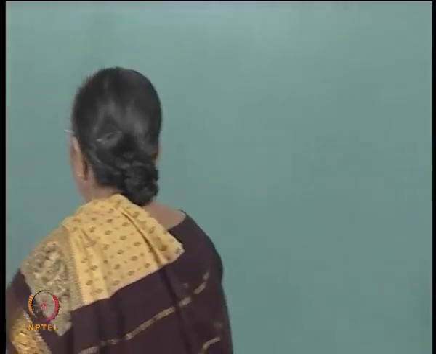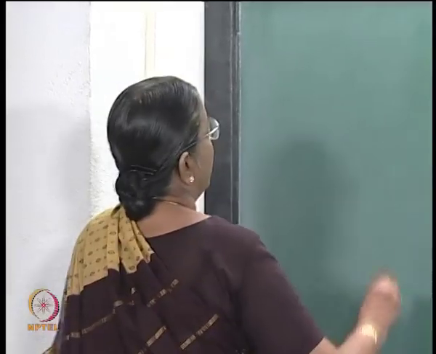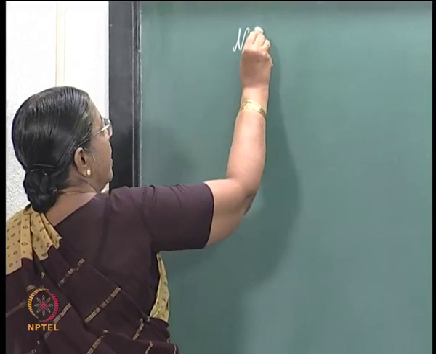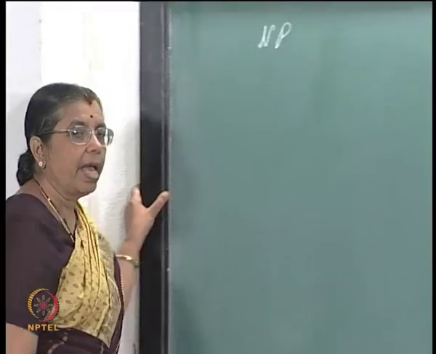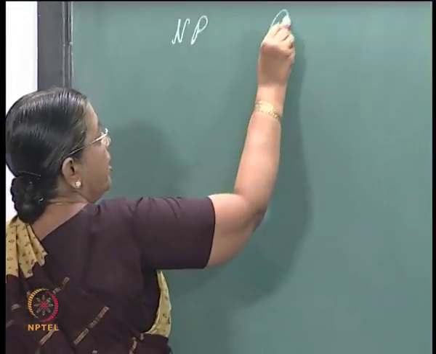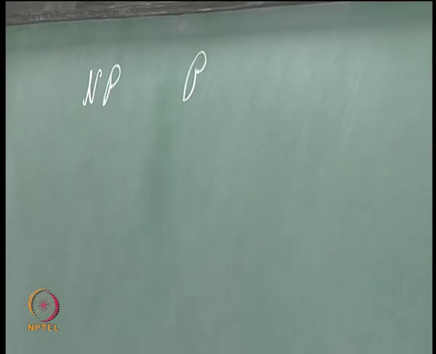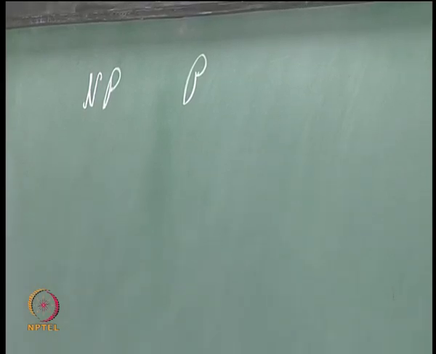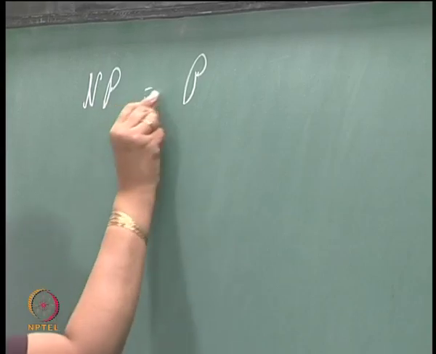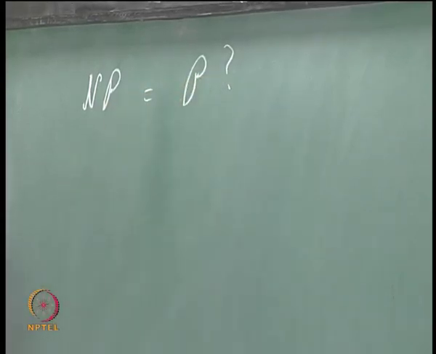We were considering what is P, what is NP. NP is the class of languages accepted by a non-deterministic Turing machine in polynomial time. P is the class of languages accepted by a deterministic Turing machine in polynomial time. Whether NP is equal to P is still an open problem. Just recall the connection between problems and languages.